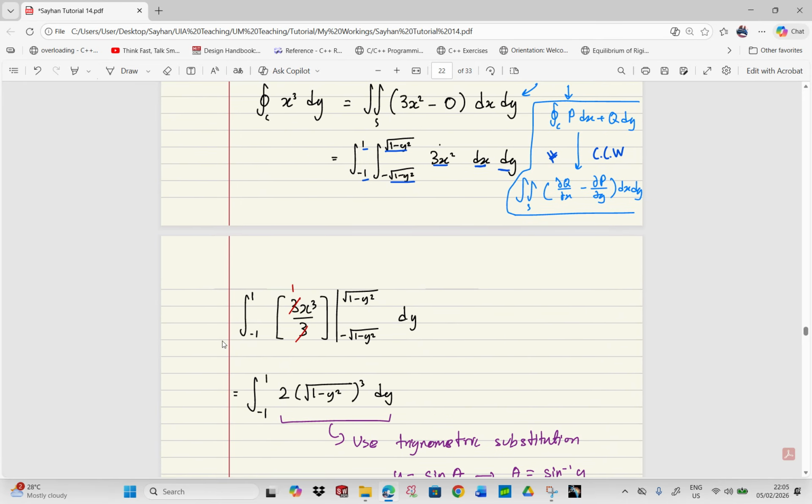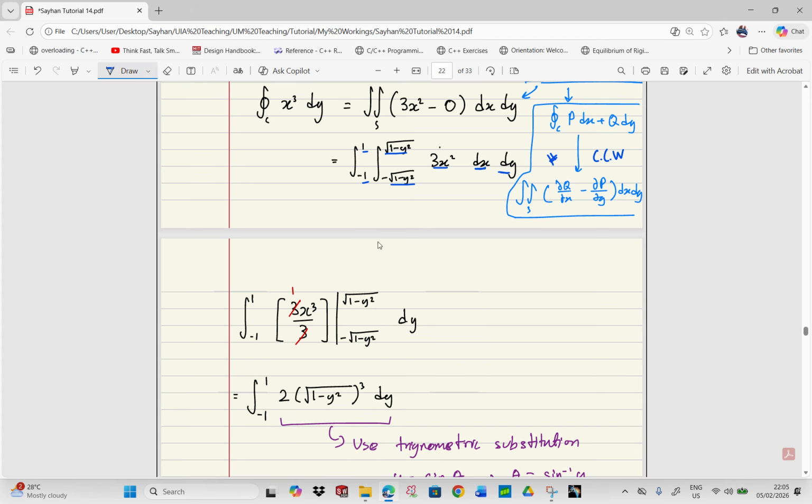First, we integrate with respect to x, and it becomes x cubed only, because 3x squared becomes 3x cubed over 3, which cancels out to 1. You substitute in, and it becomes the square root of 1 minus y squared, cubed, minus negative square root of 1 minus y squared, the whole thing cubed. When you cube a negative number, it becomes negative, so it simply becomes 2 times the square root of 1 minus y squared, cubed.